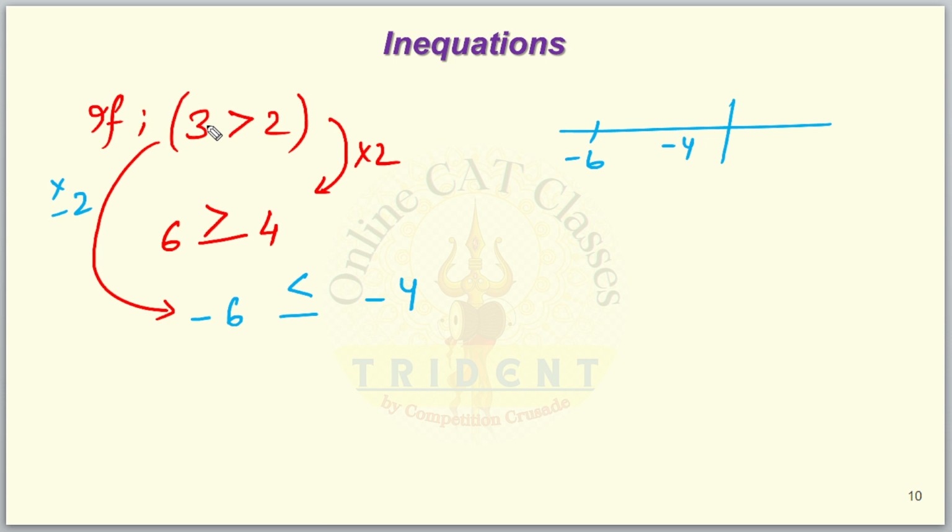In other words, the inequality sign will always reverse when you are multiplying or dividing by a negative number. So the negative number is important.